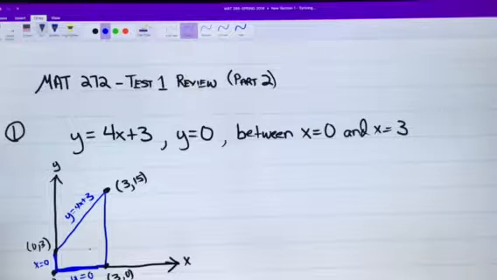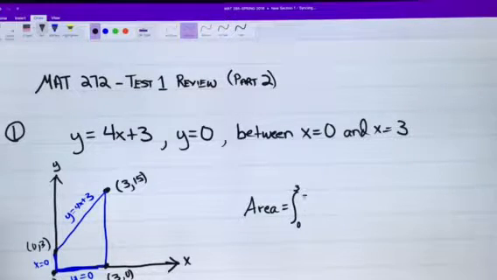And now for the determination of the area. Okay, so we're going from x is equal to 0 to x is equal to 3. Again, we have the upper function minus the lower. So you're just looking at, in essence, integrating over 4x plus 3 dx.